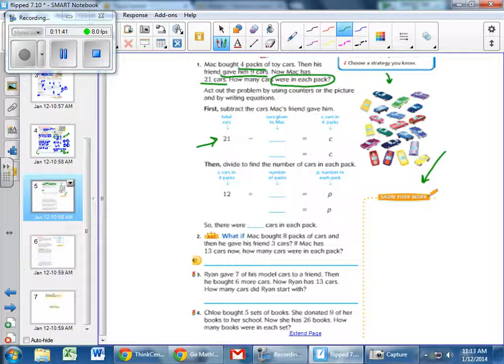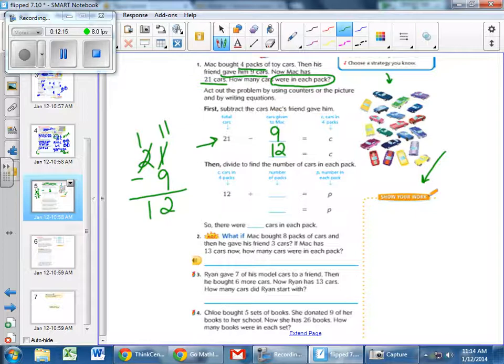How many did his friend give him? His friend gave him 9. We underlined that. So that gives you the equation of 21 minus 9 equals C. C is standing for the cars. Okay, so 21 minus 9. I can't take 9 from 1, so I have to borrow. Okay, so he has 12 cars before his friend gave him cars.